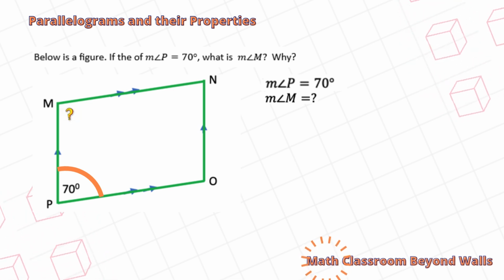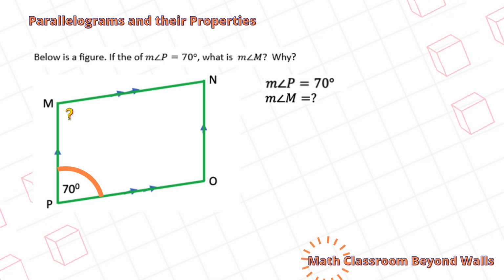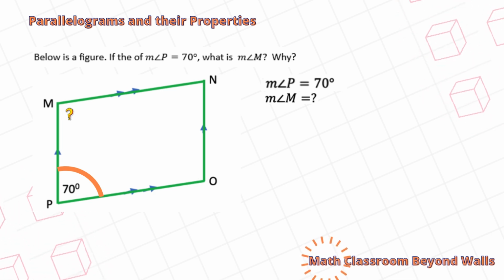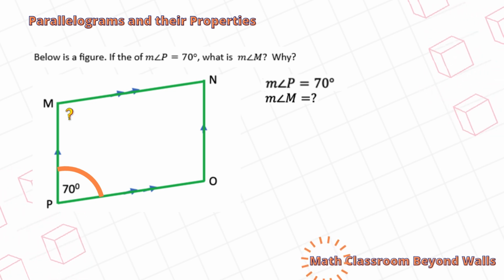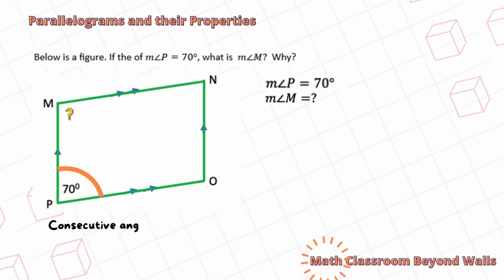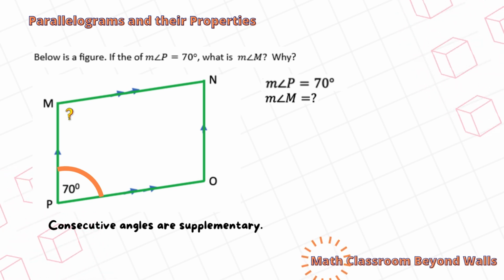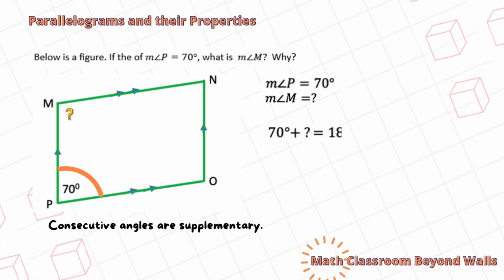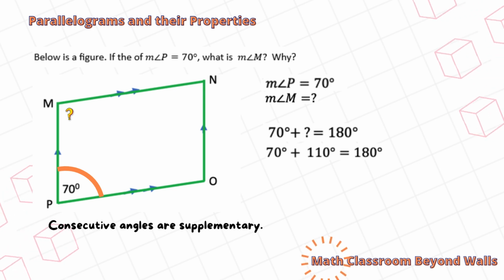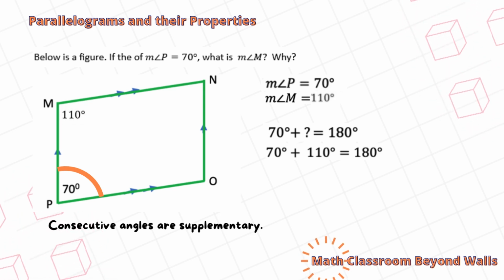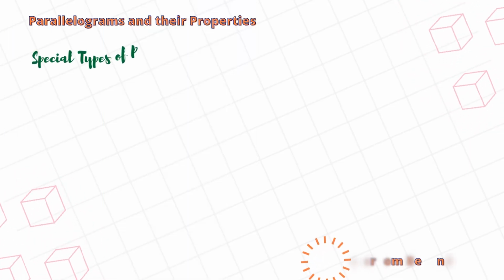Now, what can you say about angle P and angle M? Remember that this figure is a parallelogram. You are correct. Angle P and angle M are consecutive angles. And what did we say about the sum of these consecutive angles? Okay, that the sum is 180 degrees for they are supplementary. So what number when added to 70 degrees gives 180 degrees? There you are, learners, 110 degrees. So the measure of angle M is 110 degrees. That was easy. Okay, let us now move on to the special types of parallelograms.